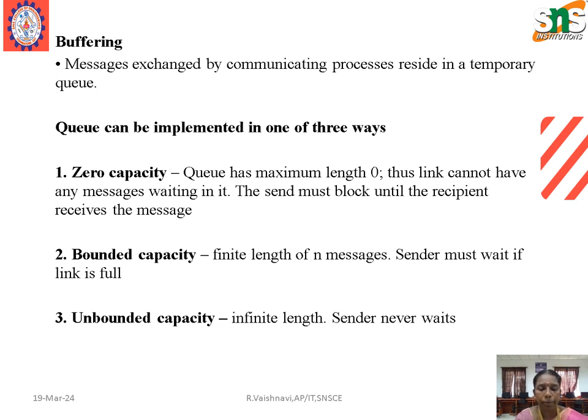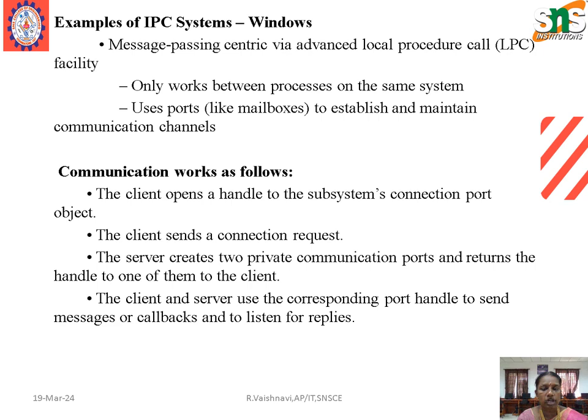Second one is bounded capacity, a finite length of n messages. The sender must wait if the link is full. Third one is unbounded capacity, that is infinite length. The sender never waits. Next, an example of an inter-process communication system, and that is Windows.